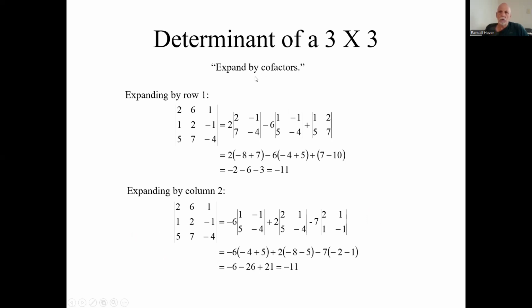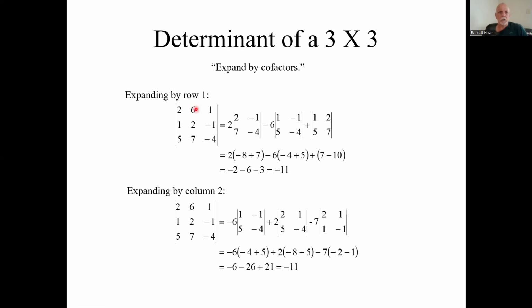Here's how you find the determinant. You expand by those cofactors. And you expand by a particular row or a particular column. We'll expand this guy by row 1. What does that mean? Okay, let's go across. 2, 6, 1. For the 2, the minor determinant is 2 minus 1, 7 minus 4. And it's 1, 1. 1 plus 1 is even, so no sign change. And I multiply by the 2. It's this 2 times that cofactor.